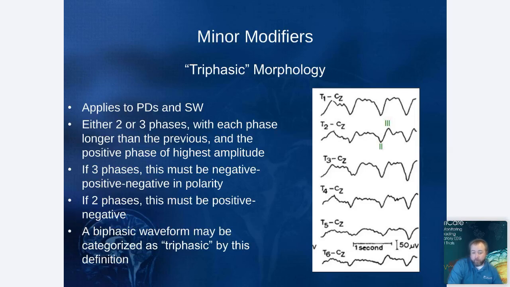A biphasic waveform may be categorized as triphasic by this definition. In the typical appearance of the triphasic wave, phase 2 is the most prominent, and phases 1 and 3 are of similar amplitudes.